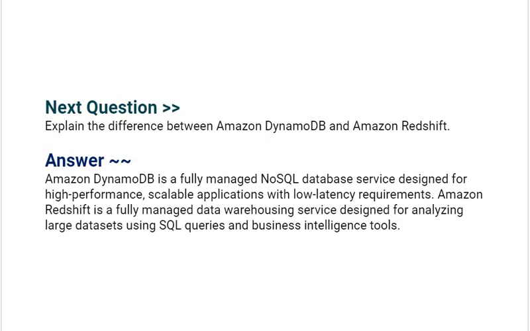Our next interview question is: explain the difference between Amazon DynamoDB and Amazon Redshift. Your answer should be: Amazon DynamoDB is a fully managed NoSQL database service designed for high-performance, scalable applications with low latency requirements. Amazon Redshift is a fully managed data warehousing service designed for analyzing large datasets using SQL queries and business intelligence tools.